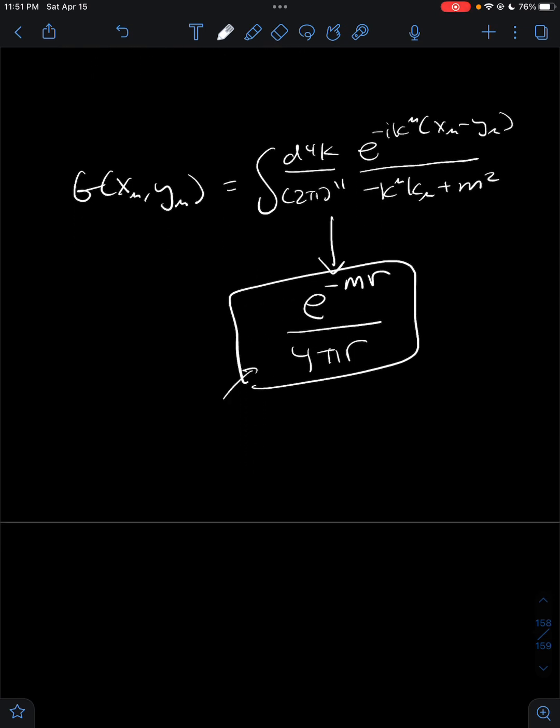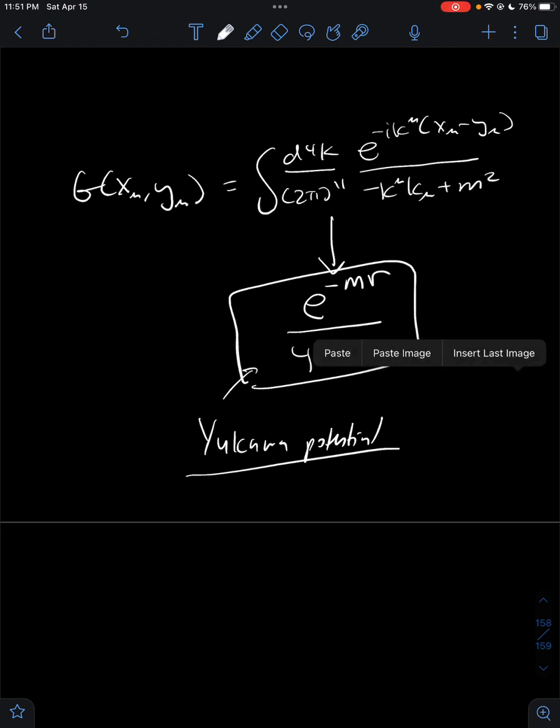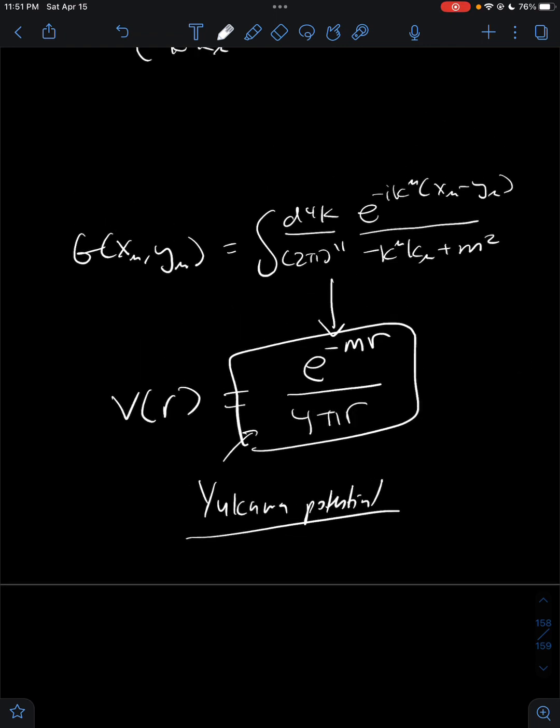And this is actually what's called the Yukawa potential. And it's the potential for the nuclear force, right? And also this r over here is defined as being x mu minus y mu, so it's just the distance between two space-time points. m is the mass. So what's funny is that the actual Green's function solution is going to be the Yukawa potential for the scalar field. And the Yukawa potential is actually the potential for the nuclear force between the neutron and the proton. So this is kind of telling us that interactions can describe forces. So that's another cool aspect.